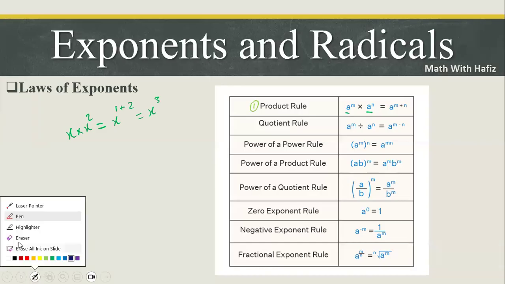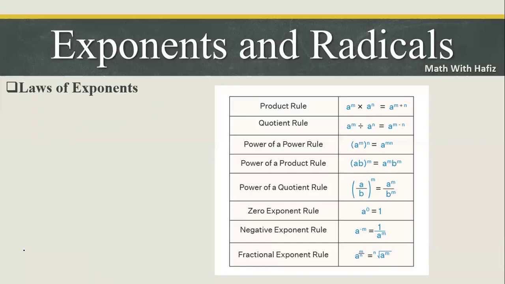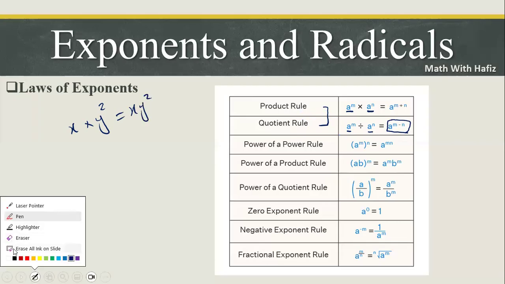Let's talk about the next rule, which is called quotient rule. Anything in division, you will subtract their powers. The only condition for both of these rules is that both numbers should have the same base. Here they have the same base, m, a, and a. So for these two rules, the base should be the same. If it is x multiplied by y to power of 2, you will just write it as xy square. You will not be able to convert it.